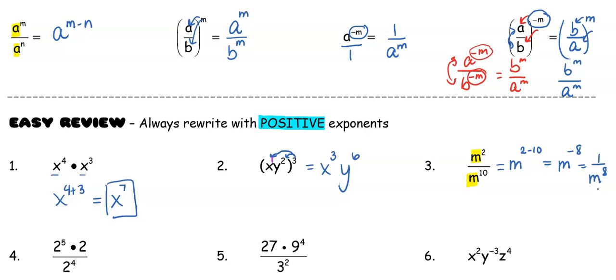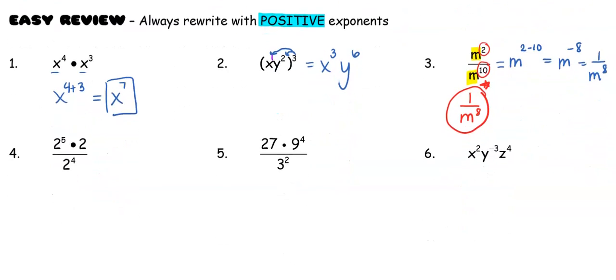That's one way. The other way to think about this is the who wins rule. I have the same base. I know I'm going to subtract, but I look to see who's bigger. I've got a 2 and I've got a 10. Who wins? 10 wins. So instead of subtracting 2 minus 10, I know that the m is going to stay on the bottom because that's the bigger, and then I do 10 minus 2, which gives us 8 on the bottom. So wherever has the biggest exponent, that's where the base is going to stay.